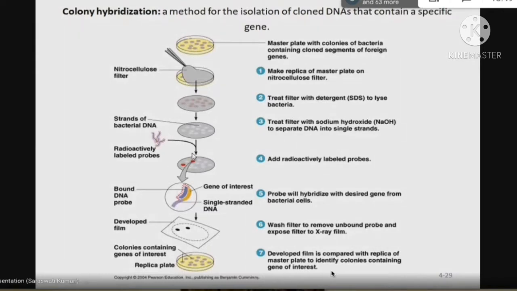How will it hybridize? Since there is a complementary sequence present here, our probe DNA will hybridize through hydrogen bonding, Watson-Crick base pairing. Our probe will hybridize. So now only the probe is here. That's why when we keep this X-ray film, it becomes blackened, dark, due to radioactive decay, radioactive rays coming out. As you know, beta and gamma rays come out from radioactive material, so it will blacken your X-ray film.